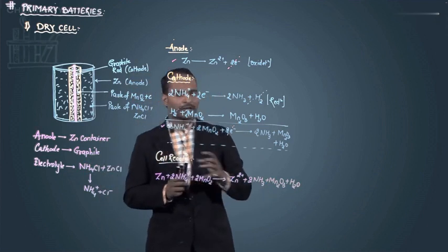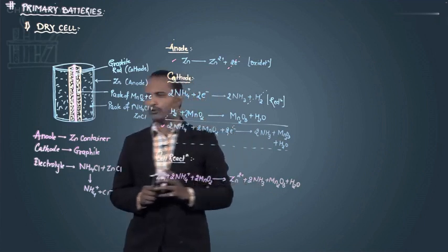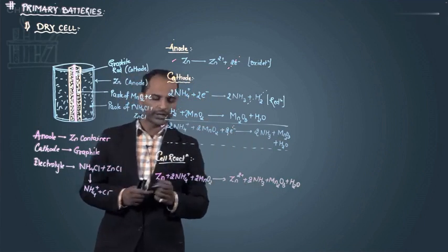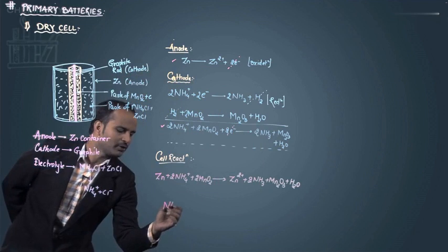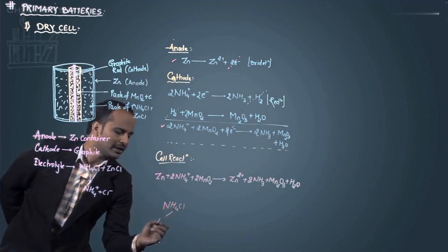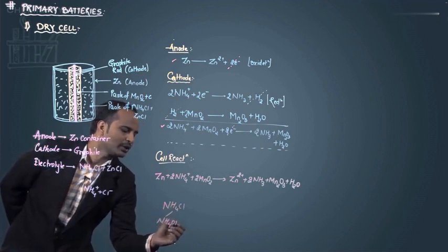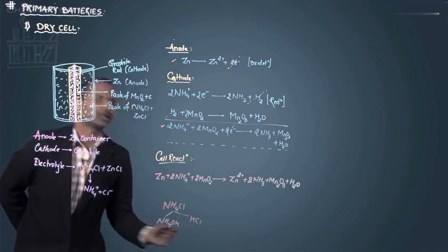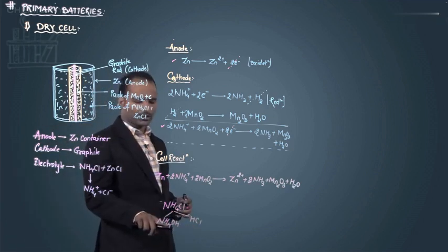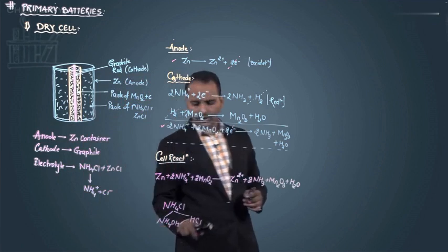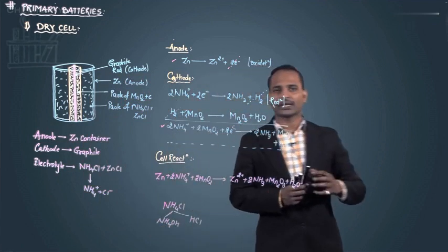the Leclanche cell. But in the case of the dry cell, there is one problem while using ammonium chloride. It is made up of ammonium hydroxide and HCl, and since it is made up of ammonium hydroxide and HCl, ammonium chloride is a salt of a weak base and a strong acid, and that's why ammonium chloride is acidic in nature.